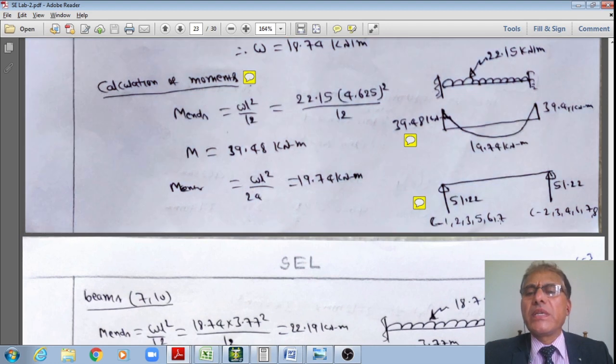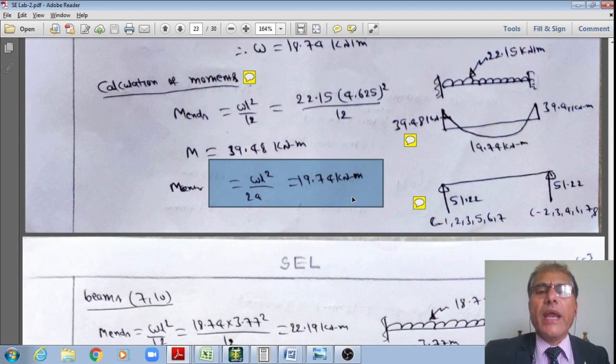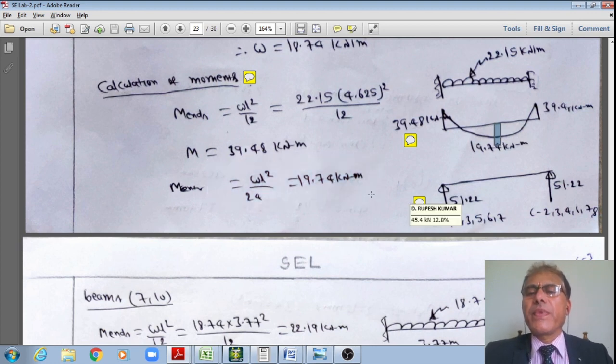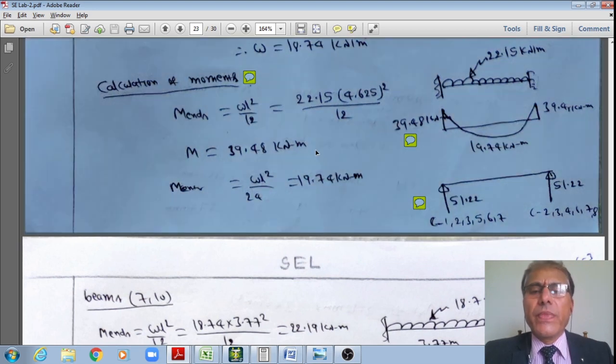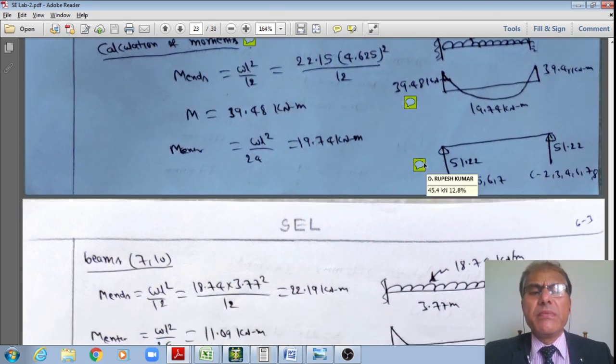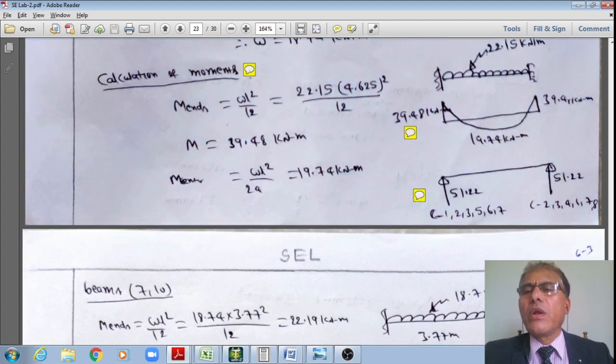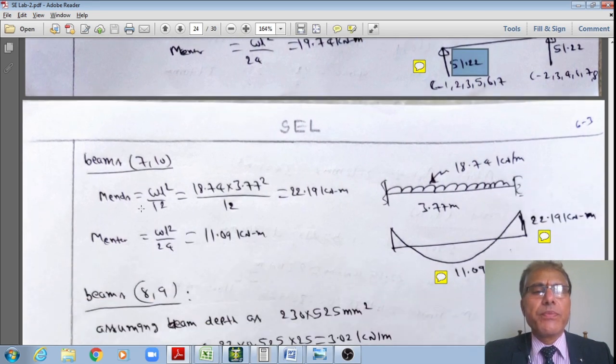Whereas at the center, we'll get W L square by 24, which is equal to 19.74, by assuming both ends to be fixed. Similarly, if I analyze the shear forces, the shear force is nothing but the total load, 22.15 multiplied with 4.625 divided by 2, which works out to 51.22 on either support, either of these two supports.